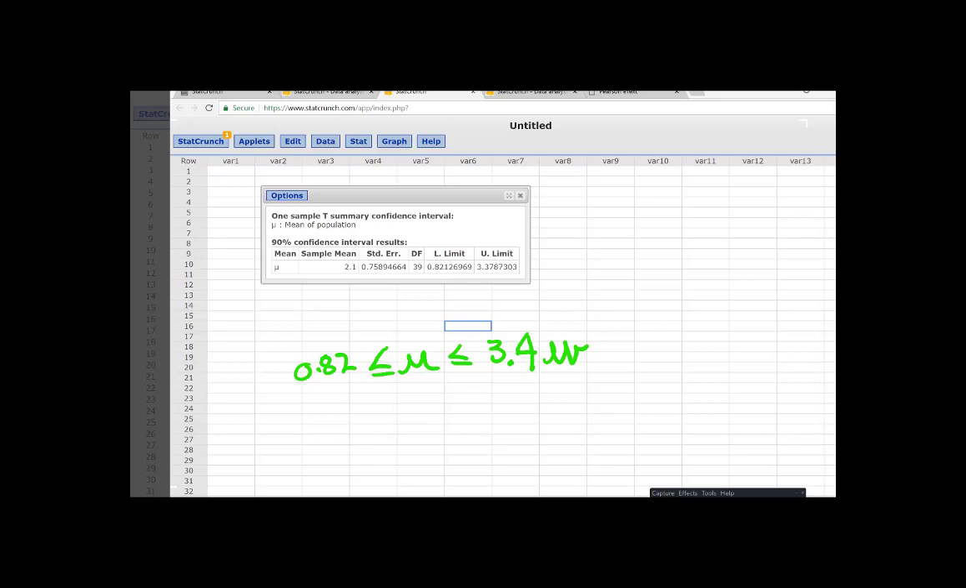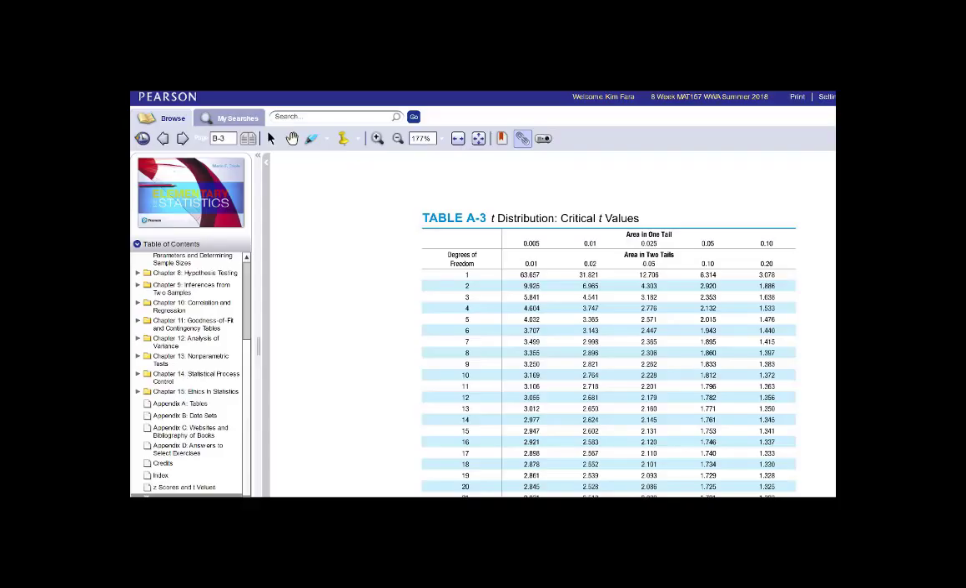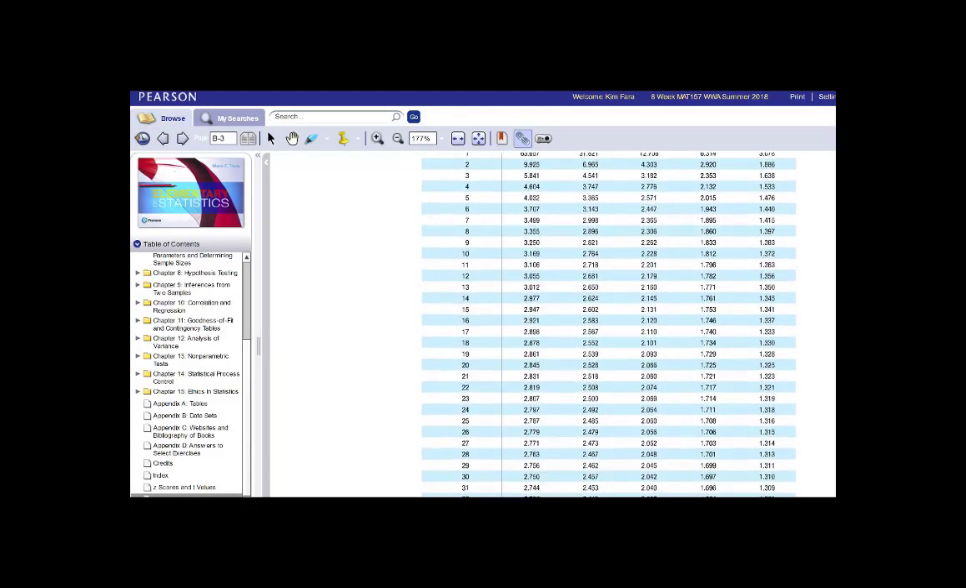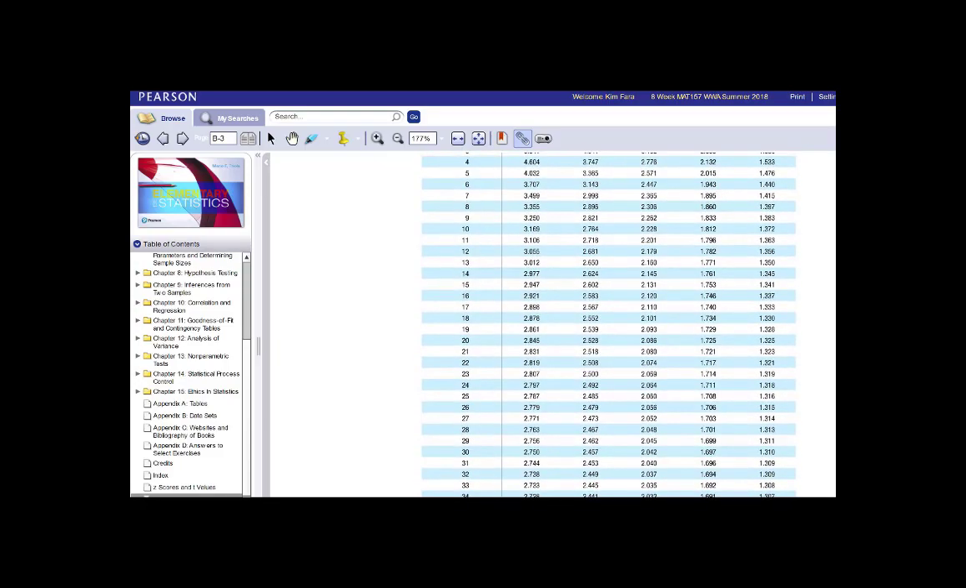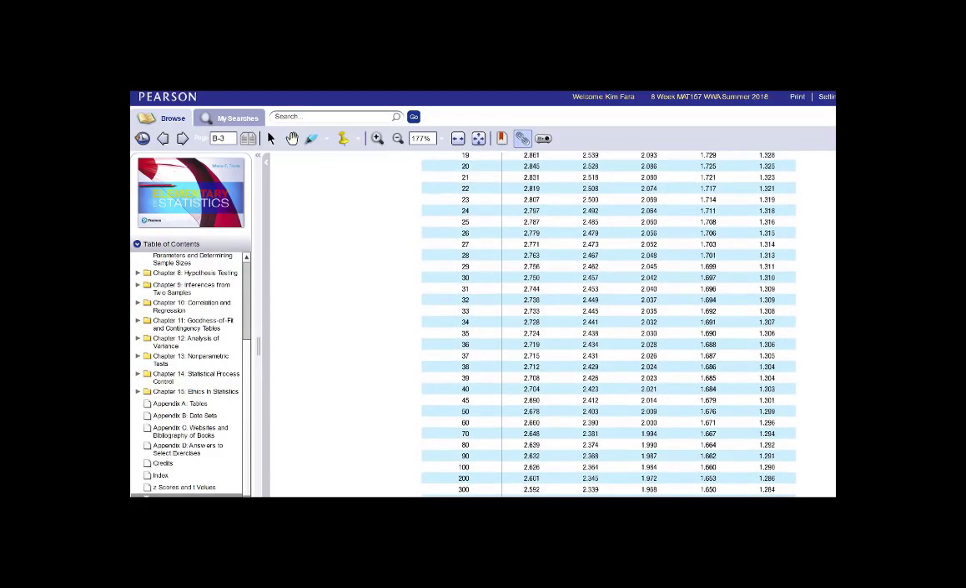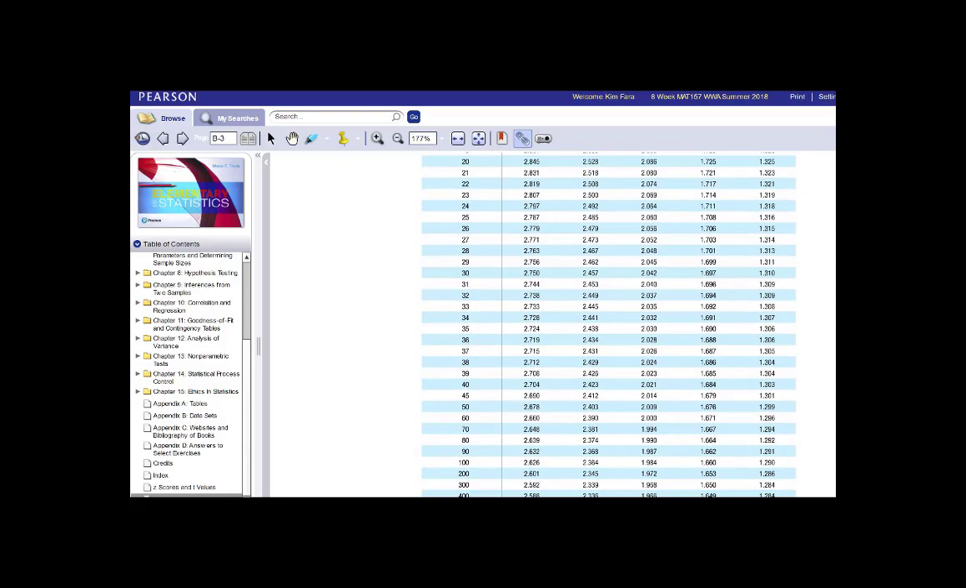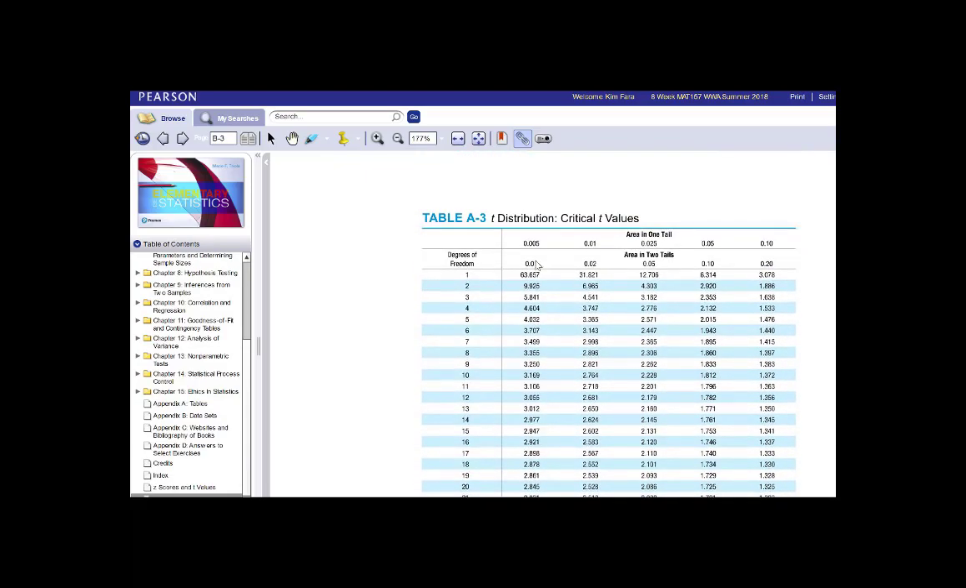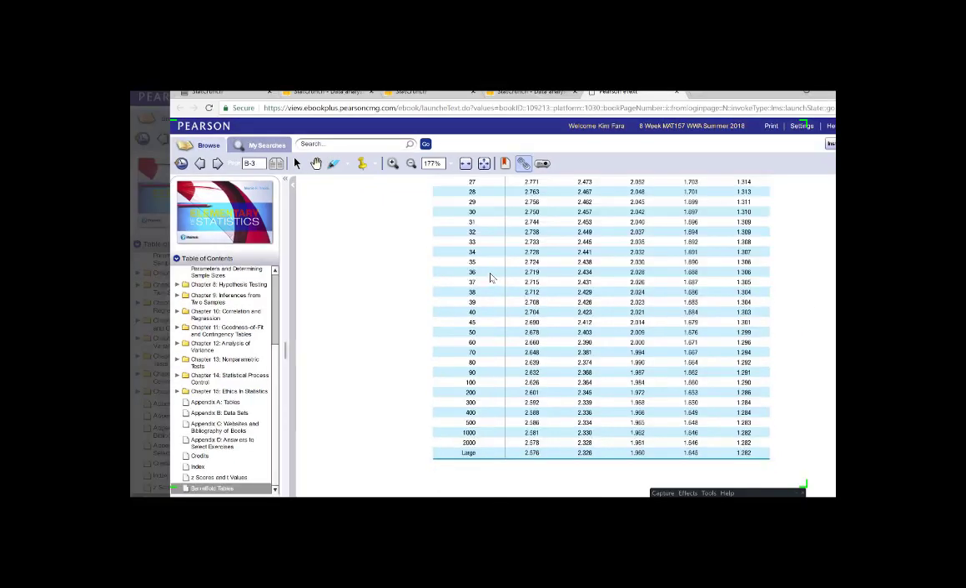Now let's look at what we get when we use the table. So now when we use the table, we had 40 adults, so our degrees of freedom is 39. And let's double check which column we should use. We want 90%, so the area in two tails will be 0.10, so we'll use the fourth column. So for 39 degrees of freedom, fourth column, our critical T is going to be 1.685.